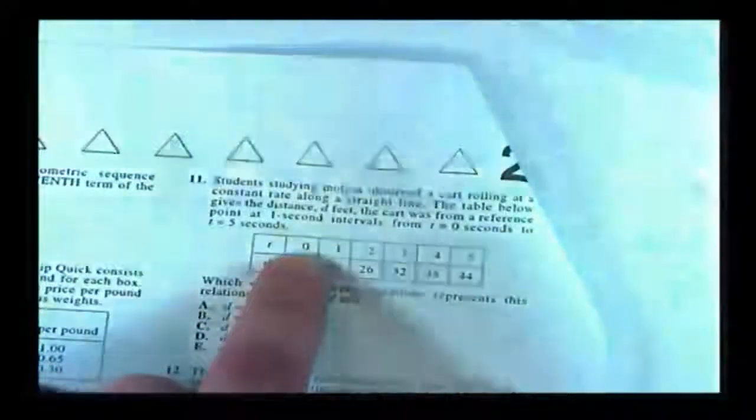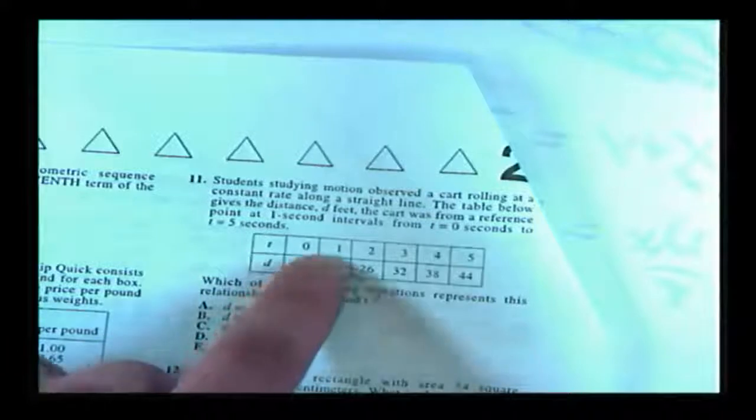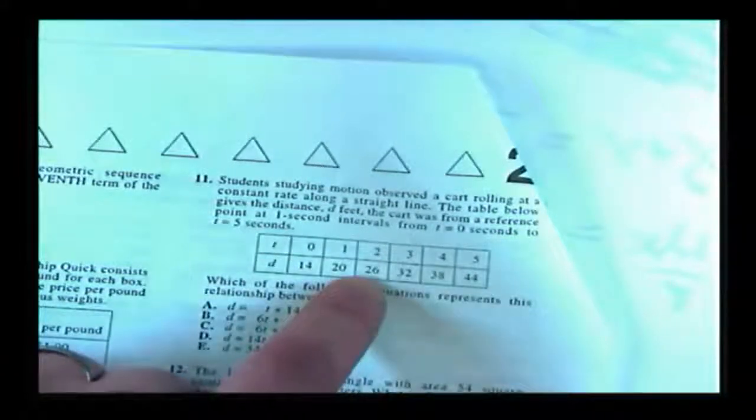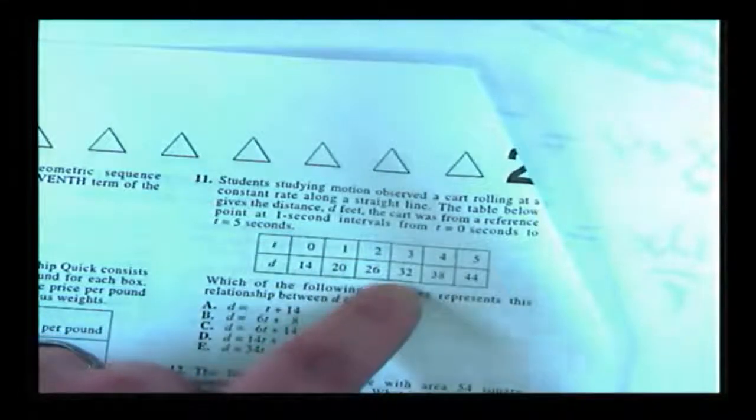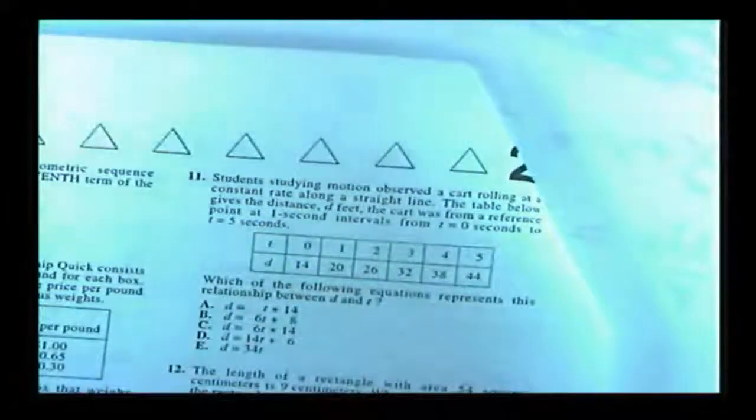Problem number 11 has a table. Problem number 11 is representing a function. So your input is t, your output is the number. For t equals 0, it's 14. For t equals 1, it's 20. For t equals 2, it's 26. Now it would be weird if this was a 2 and then this was a 32, because it would not be a function if we plugged in 2 and we could get multiple answers. One input, one specific output.